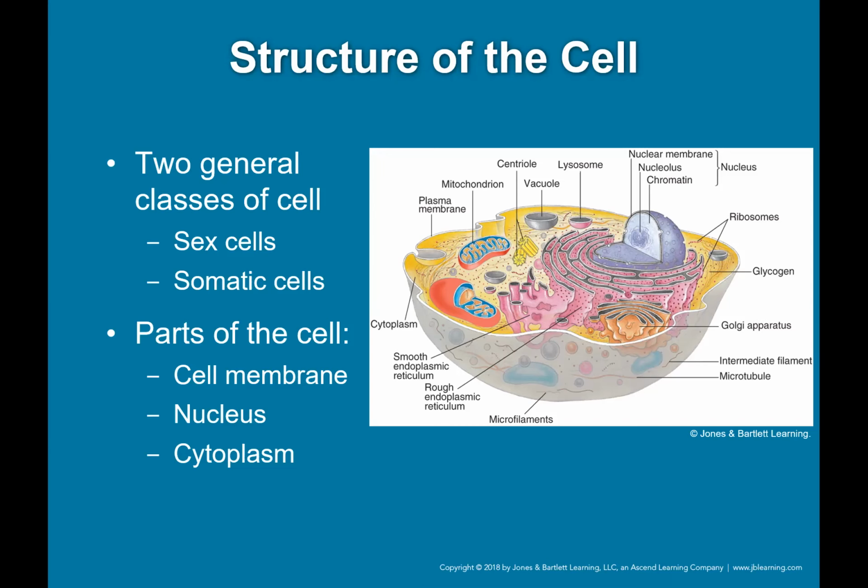Two types of cells that we're going to see. So we have sex cells, which are going to be like reproductive cells. And then we have somatic, which is everything else. So sex cells are reproductive cells. Somatic is everything else. Kind of an easy way to remember it.